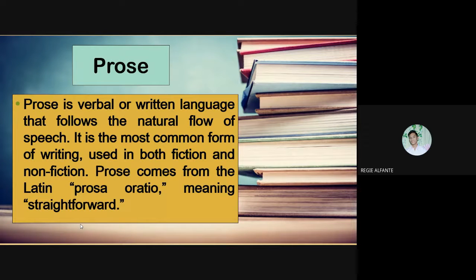For further discussion, we are going to understand the difference of those two types of text. So first, we're going to define what is prose. Prose is verbal or written language that follows the natural flow of speech. It is the most common form of writing, used in both fiction and non-fiction. Prose comes from the Latin prosa oratio, meaning straightforward.